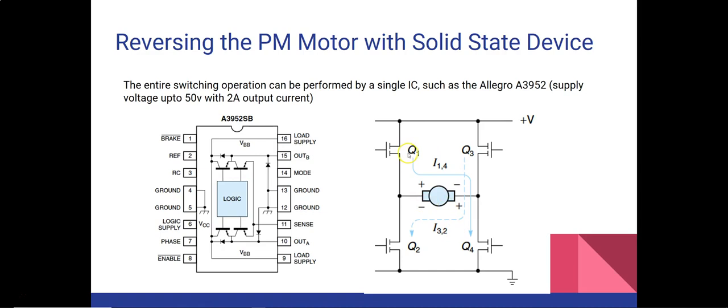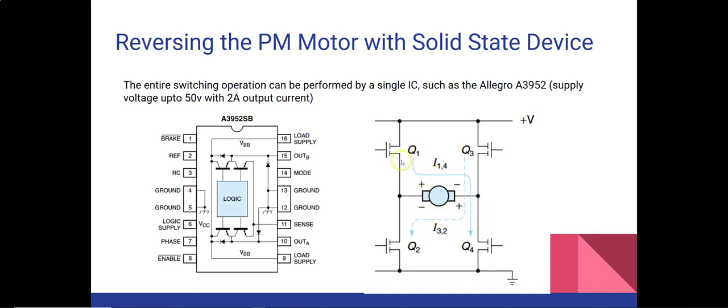So what will happen when the field effect transistors Q1 and Q4 are turned on, or we can say when the switch is closed in these two and the switch is open on Q3 and Q2? The power supply will come from here and the motor will start rotating in this direction. So this will be the direction of the motor.